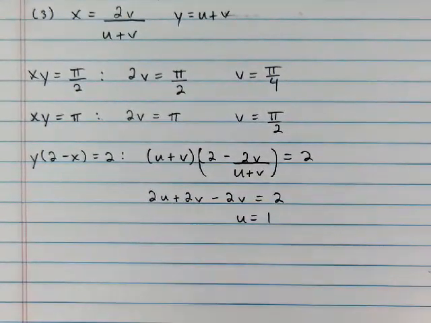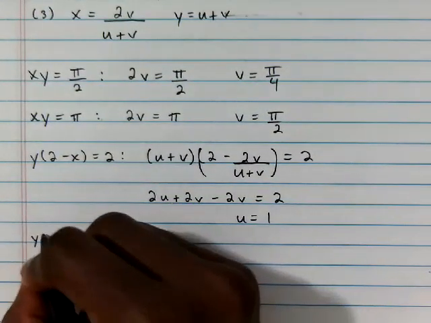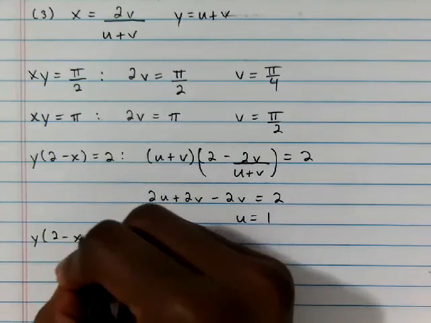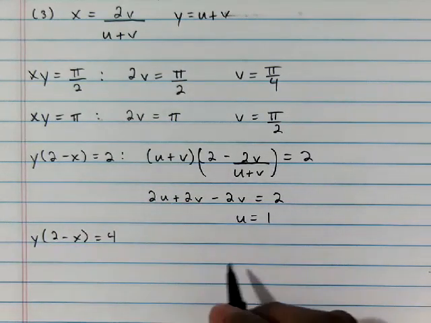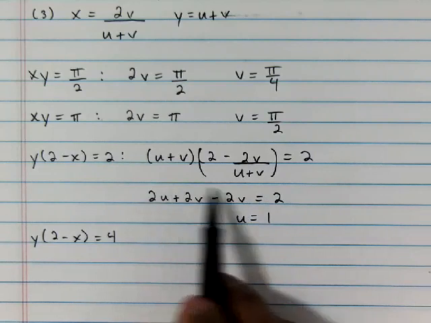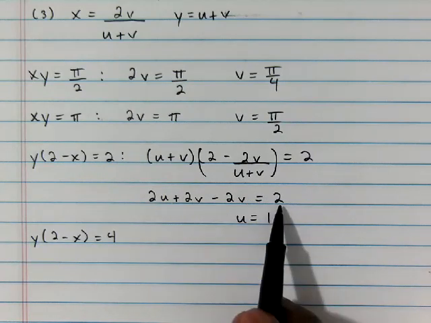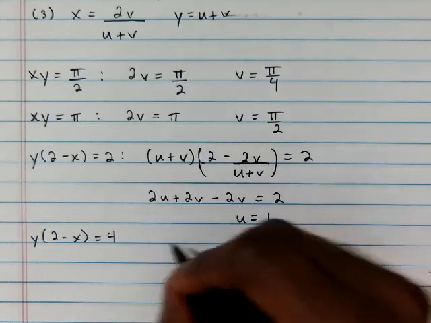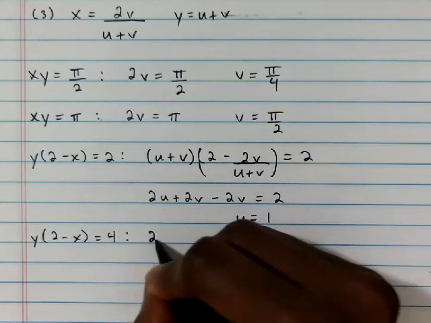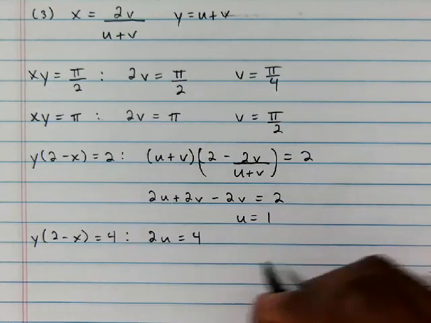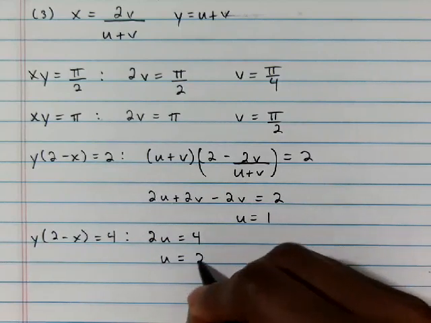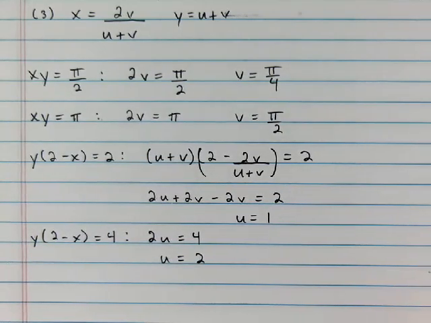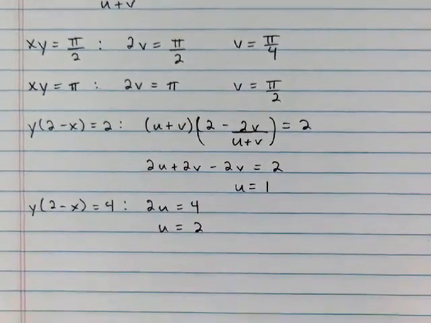And then lastly, y times the quantity 2 minus x equals 4, which is going to look the exact same as the left-hand side of this. The right-hand side is going to be equal to 4. So that's just 2u equals 4, so u equals 2. All right, so now we can sketch our region S.